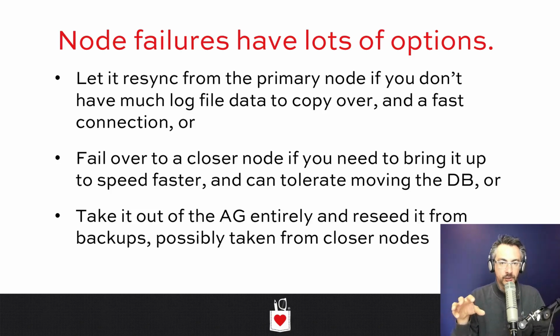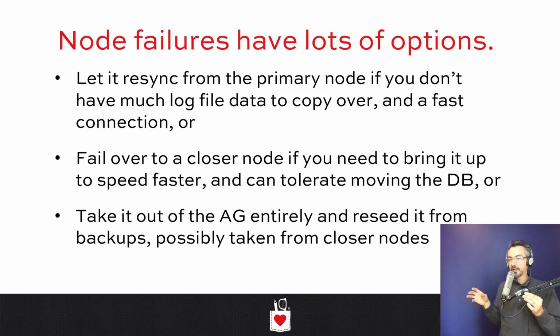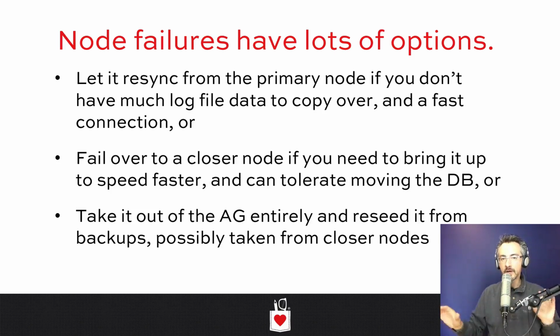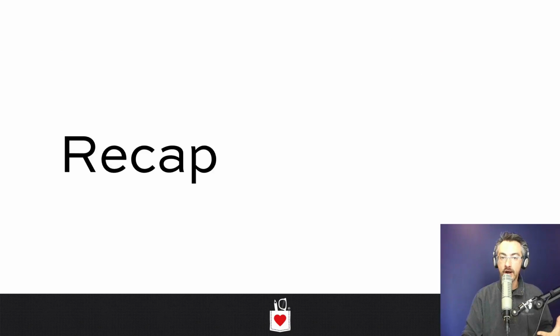When you think about the work involved with any one replica failing, you start to think about how you can get creative about getting it out of the AG as quickly as possible to minimize log growth problems, and then get it back in as quickly as possible without saturating the network pipe going back over to the primary.